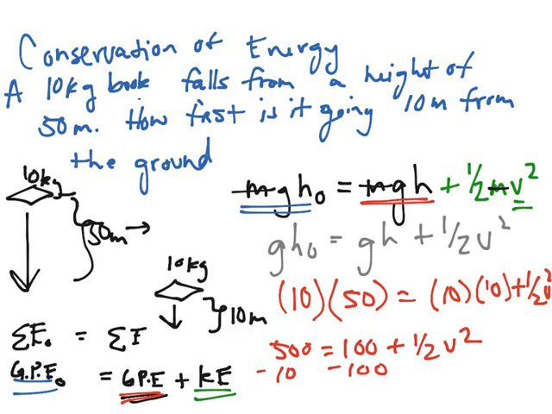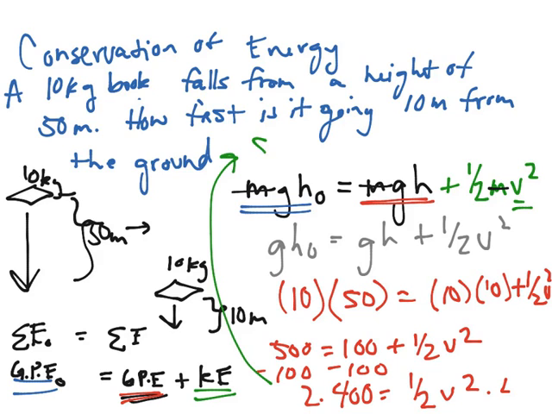Move this over. So we get 400 is equal to 1/2 v squared. Multiply by 2 on both sides, which will give us, need more room, that will be 800 is equal to v squared. Square both sides, that gives us v is equal to 28 meters per second.